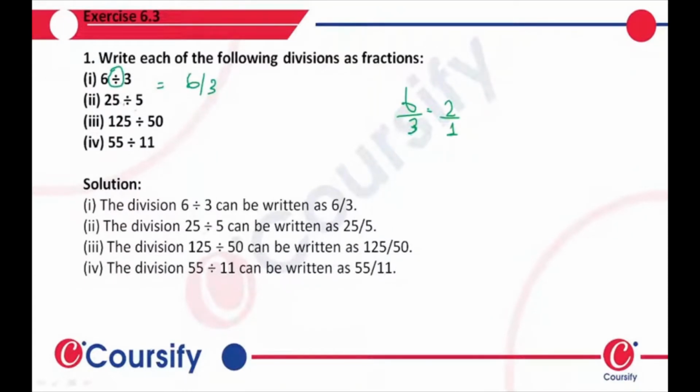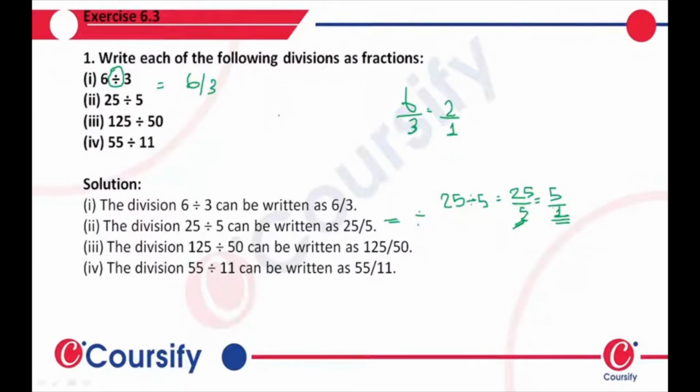Okay, next question, 25 by 5. Similar to how we wrote 6 divided by 3 as 6 by 3, we simply replace the divided by symbol with the fraction symbol. So 25 divided by 5 can be written as 25 by 5, which is actually equal to 5 by 1. When we simplify it, we get 5 by 1. But we can write it as 25 by 5 also. That is actually the correct answer, I guess. 5 by 1 is just a simplified answer.